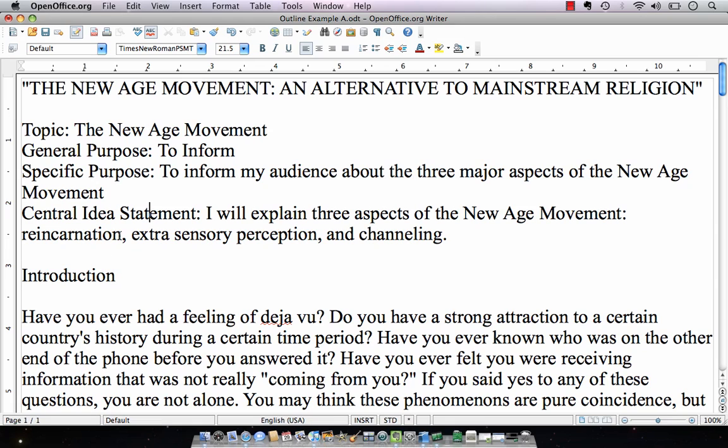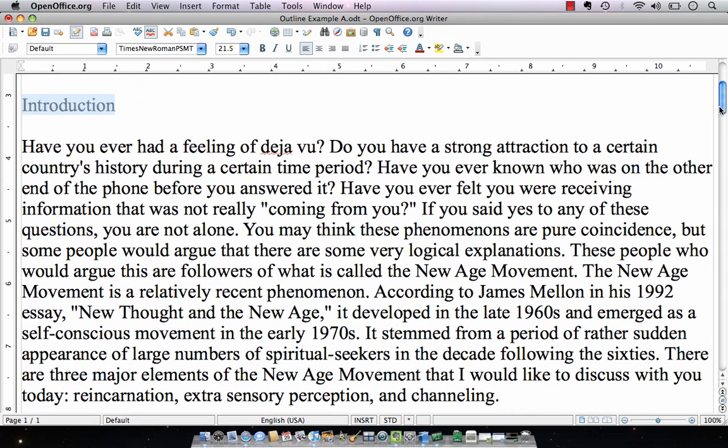Then what I'm going to want you to do after the central idea statement is to label your introduction. Same thing I'm going to want you to do with the body of the speech, right before your first main point and right before the conclusion. I'm actually going to want you to label those 3 sections of the speech for me. And what that does, that just not only tells me where one part of the speech ends and another part of the speech begins, but it also serves to remind you as well.